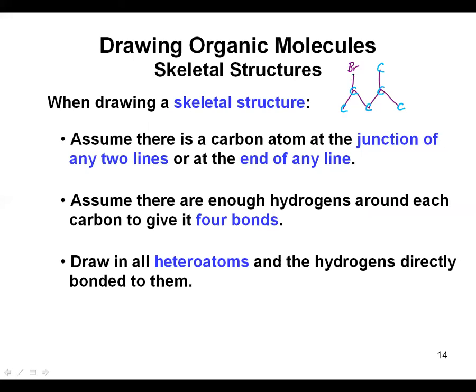Now, this one does actually have something written there, which means there is no carbon there. That's actually a bond between a carbon and a bromine. So in a line structure, if you see a line and there's nothing at the end of it, it is assumed that that's a carbon, and it probably will have 3 hydrogens attached.